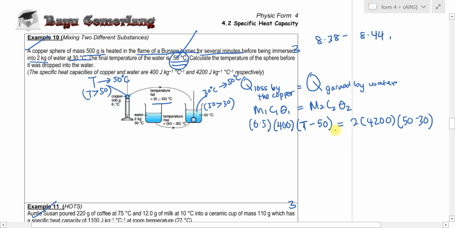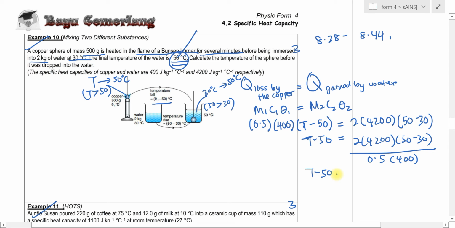So no need to, okay, just put T minus 50. Don't expand. You just write like this: 4,200, 50 minus 30. And then bring here 0.5 and 400. Bring it down there, and here divide. So T minus 50. What do you get?